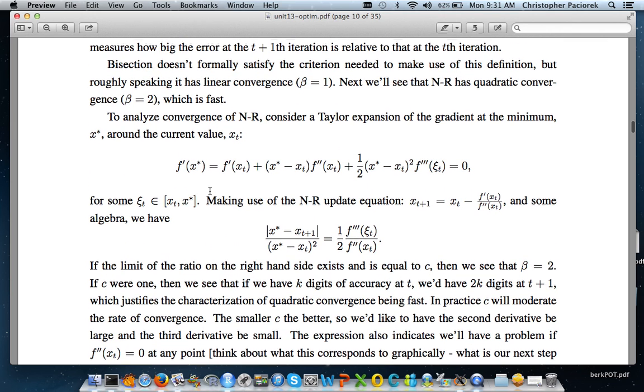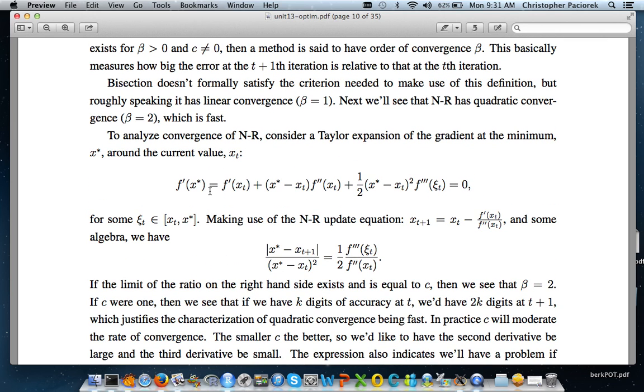You can also see here, again, this idea that things can go wrong when the second derivative is at or near 0, because here we see that the error at the t plus 1th iteration is the square of the error at the tth iteration. That's equal to this quantity. Well, if this thing is close to 0, this thing blows up, and that says that this error is big relative to the previous error. So again, we see from a different perspective what goes wrong when the second derivative gets closer to 0.